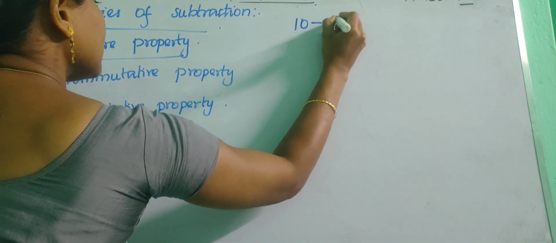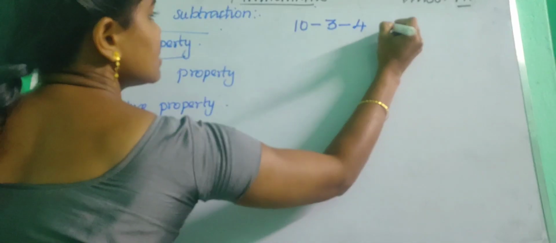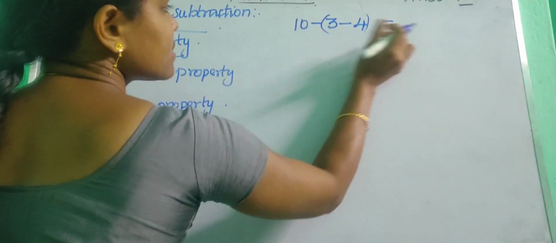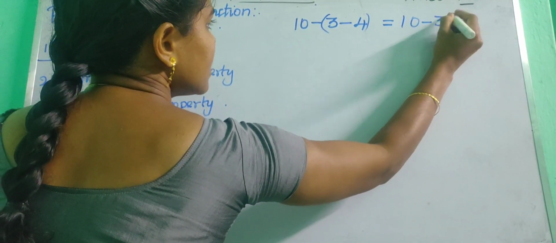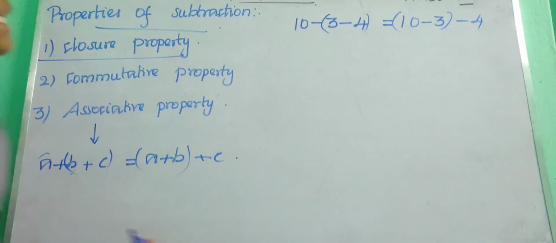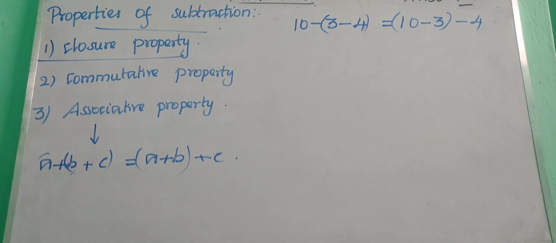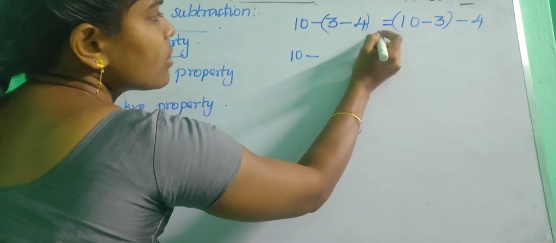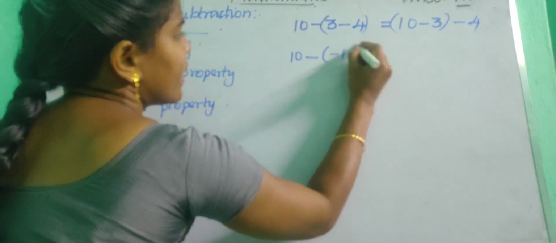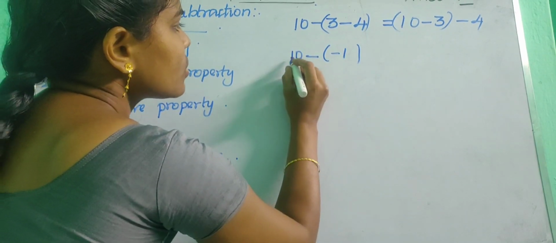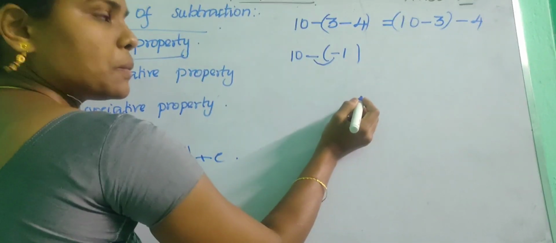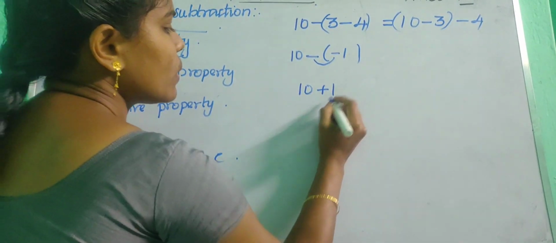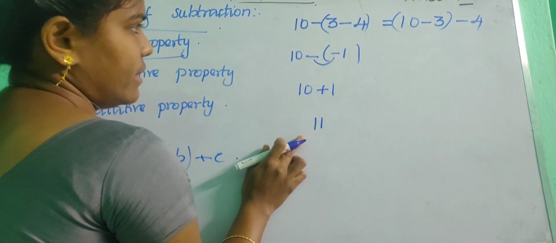10 minus 3 minus 4, equal to, see, the bracket is here and here, 10 minus 3 minus 4. Okay, let us check it. First of all we need to solve the brackets. So 3 minus 4 is minus 1, right? So 10 minus of minus 1, minus into minus is plus, right? So what will you get? 10 plus 1, 11. Okay children, so we are getting 11 here.